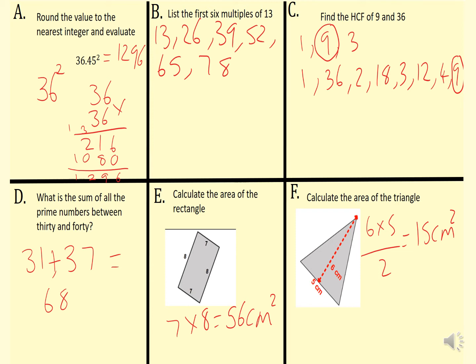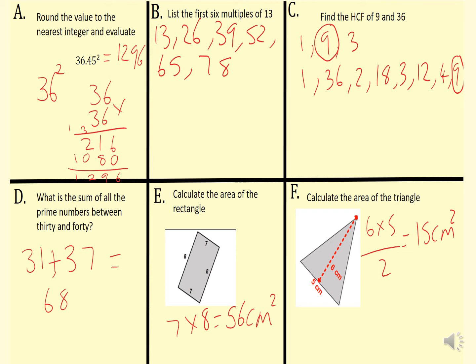Question E, you are finding the area of a rectangle. If you remember, the area of a rectangle is length times by width. So you have 7 times 8, which is 56 centimeters squared. Area is always in units squared.